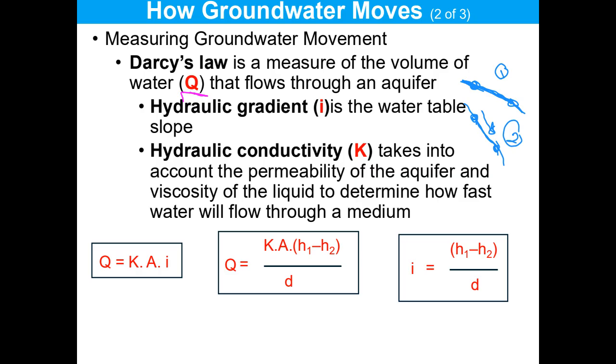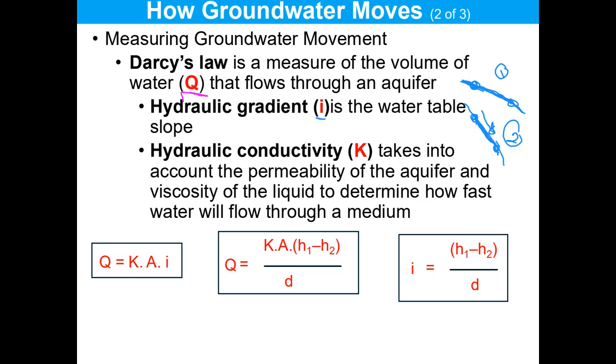So the amount of water flowing through a specific section of the aquifer depends on the gradient. The higher the gradient, the more water flowing. But it also depends on what we call hydraulic conductivity, which takes into account the permeability of the aquifer and the viscosity of the liquid. Because if the liquid is more viscous, it moves slowly. If it's less viscous and more fluid, it moves faster.